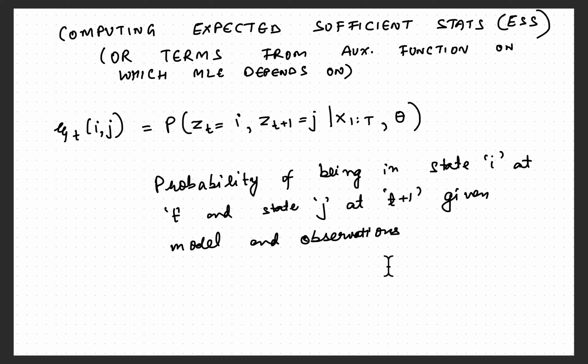So could you think about how you'd go about learning epsilon t(i,j), or could you think of writing epsilon t(i,j) in terms of some of the quantities that we have already written thus far, like alpha, beta, etc.? Think for a minute and try to come up with a solution for this problem.